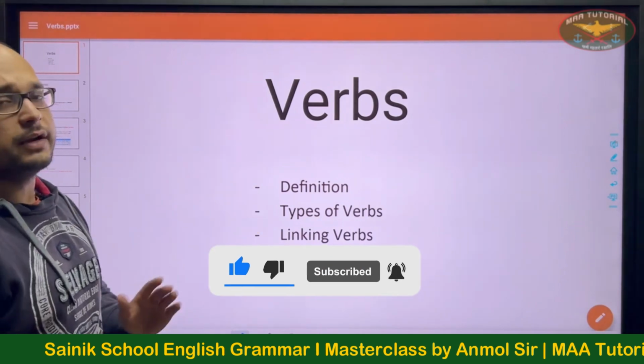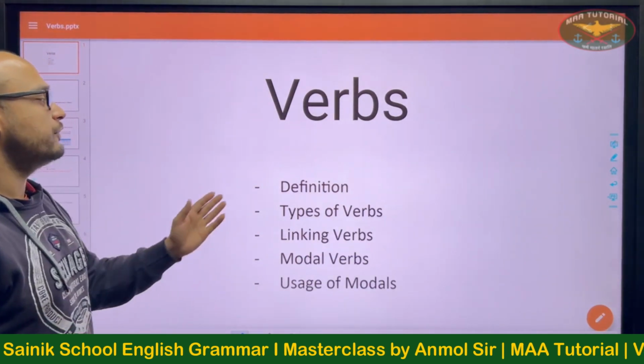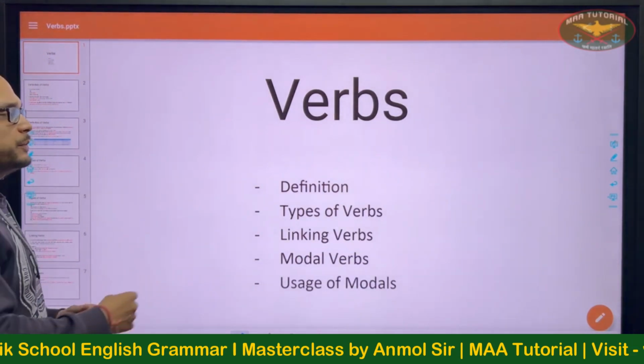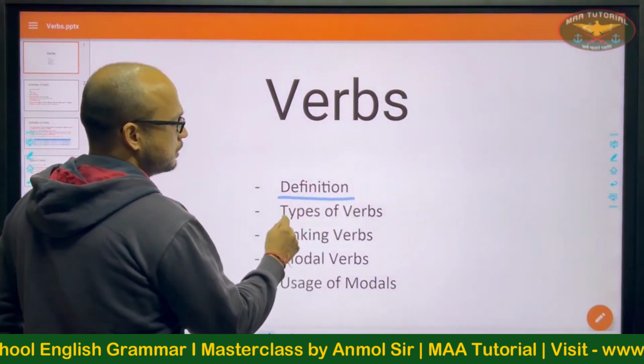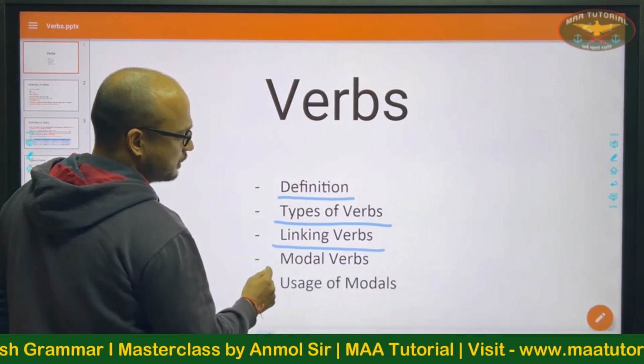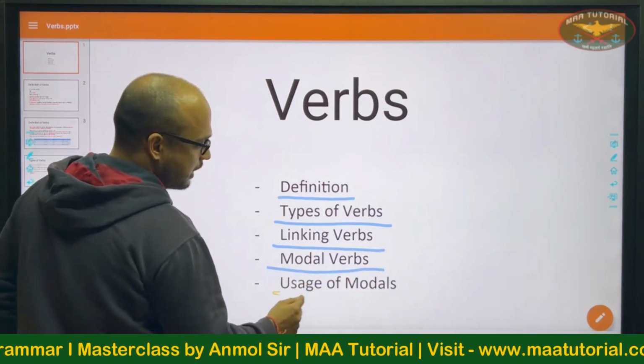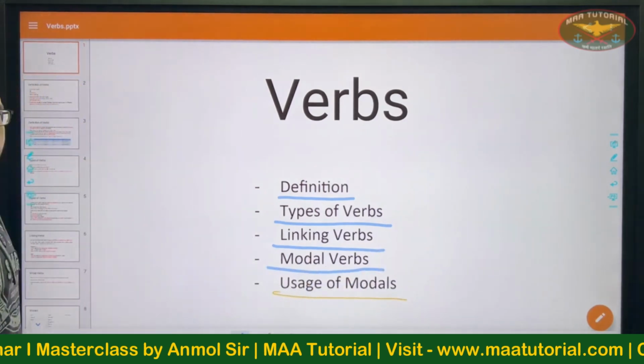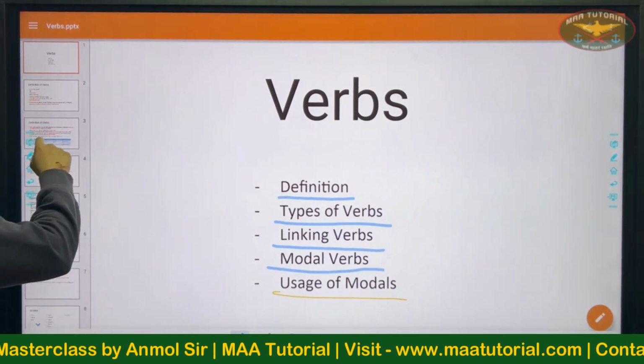We are going to be covering these 5 points on verbs: definition, types of verbs, linking verbs, modal verbs, and usage of these modals. Let's start with the definition.